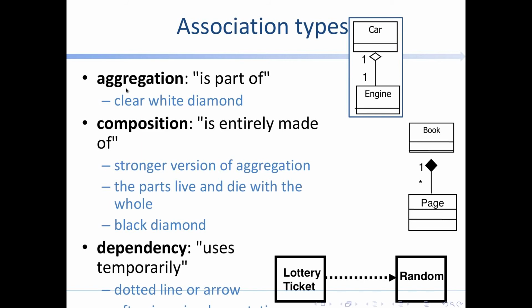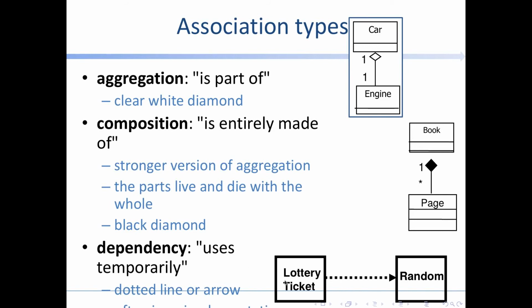So these are actually a single concept, and dependency is a little bit different. It just says there's a temporary relationship between the two classes, so it's like a temporary use. It's shown by a dotted line and an arrow.